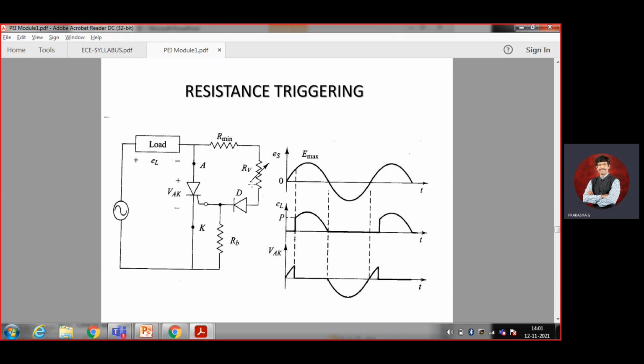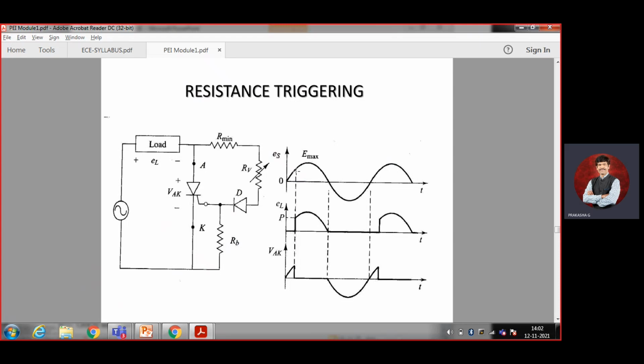By using RV, we are going to do that. We have an AC signal, a load, and some minimum constant value of R. This is where the resistance plays a very important role, as it can generate the trigger current IG, which can trigger your SCR so that your circuit works.